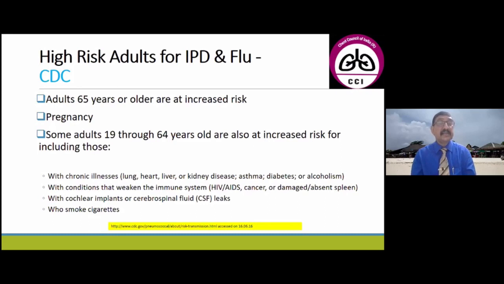Then comes pregnancy. Some adults 19 through 64 years old are also at increased risk, including those with chronic illness like lung, heart, liver, kidney disease, asthma, or conditions that weaken the immune system. So immunosuppressive conditions like HIV, AIDS, cancer, and asplenia, those with cochlear implants or CSF leak, and those who smoke cigarettes. Current smokers are also at high risk for invasive pneumococcal disease and flu.